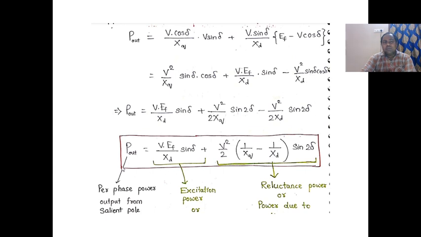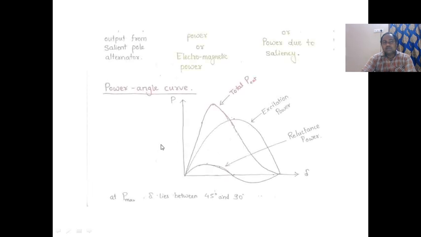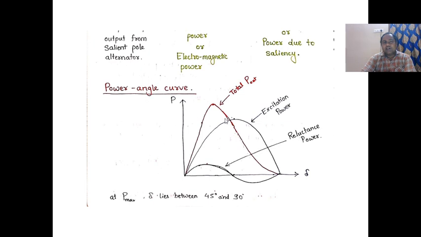So overall power output is equal to V EF by XD sin delta plus V square by 2 into 1 by XQ minus 1 by XD into sin 2 delta. This is the per phase power output of a salient pole machine. The first term is the excitation power and the second is the reluctance power. So these are the characteristics of a salient pole machine.